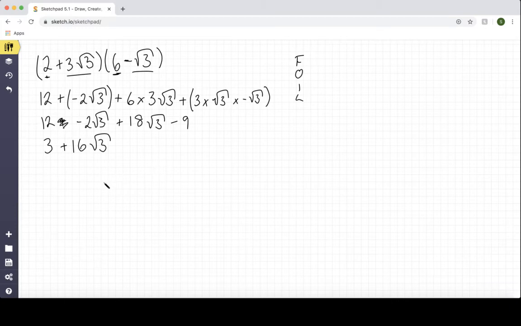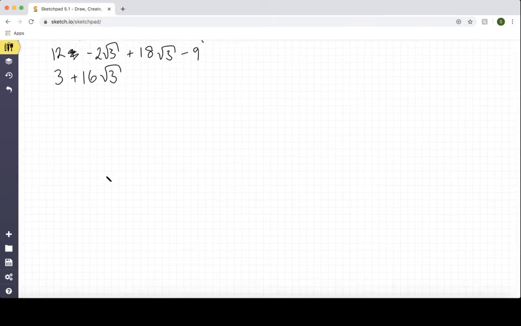And this should be our answer. So let's do an example. Okay, so this is another one for you to do at home. So give the video a pause and have a go at this one once I've written it out.